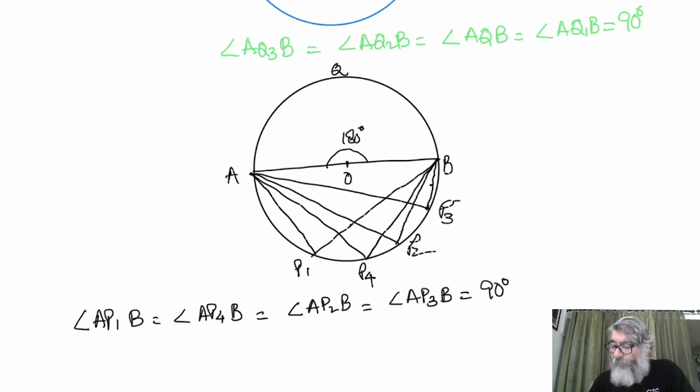And AP1, P4, P2, P3, B is part of the circumference. So this is the same segment. Angles in the same segment are going to be equal. AP1B is equal to AP4B is equal to AP2B is equal to AP3B, from the same theorem: angles in the same segment of a circle are equal. That is why they are all equal to 90 degrees.